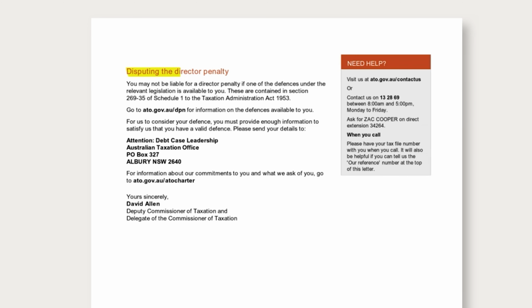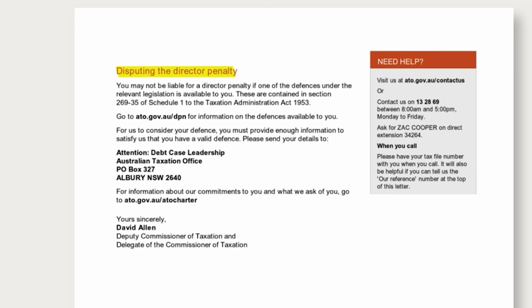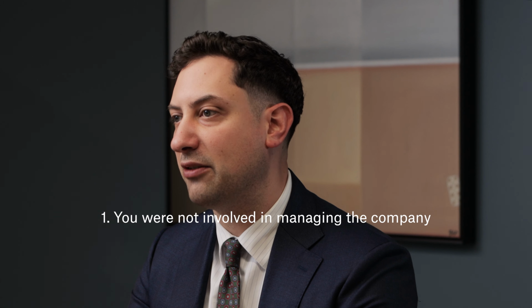Disputing the director penalty. There are three statutory defences for DPNs. The first defence can apply in circumstances where, for illness or some other good reason, you were not actually involved in managing the company at the relevant times. Importantly, it needs to be unreasonable to expect you to have managed the company.